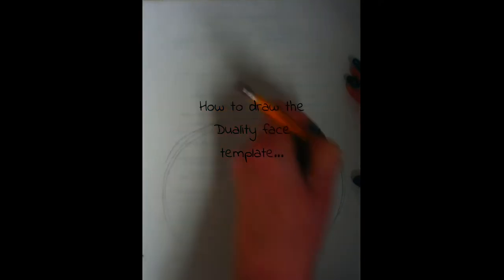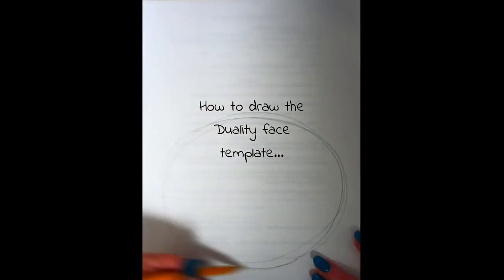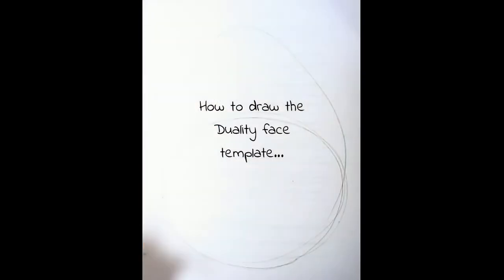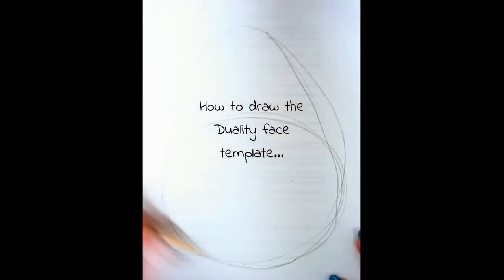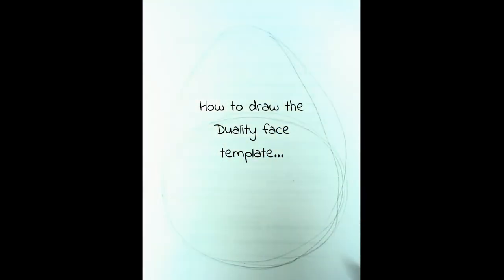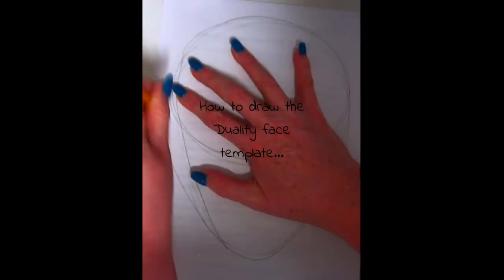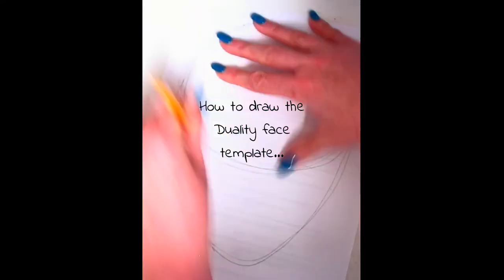I'm going to show you in this video how to make the duality face that we used for the test duality assignment. First thing you're going to do is take a piece of paper and draw yourself a circle. Then you're going to extend that circle out so that you kind of have an egg shape. You're going to flip that around and erase out your guidelines that you don't need.